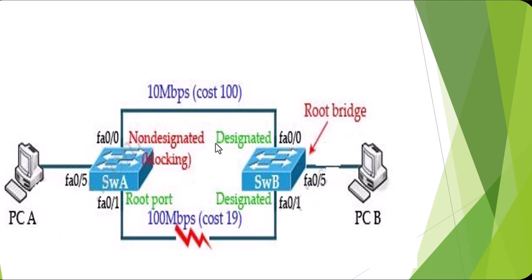Okay, so now suppose the root port is cut, or this port goes down, the port which is going to the root. And what happens in this case?